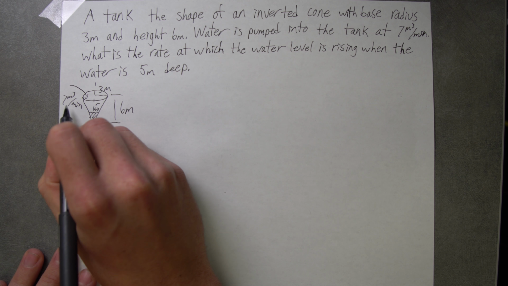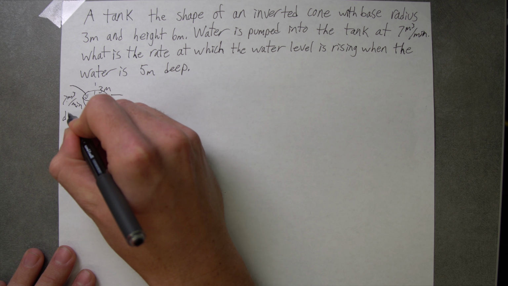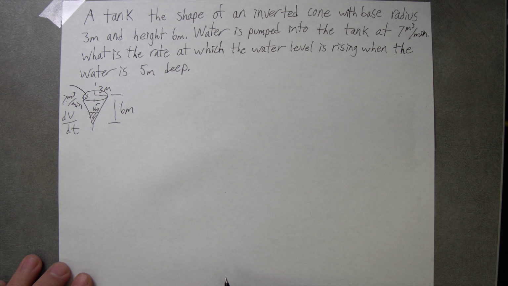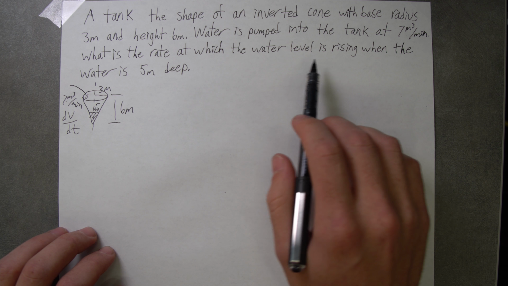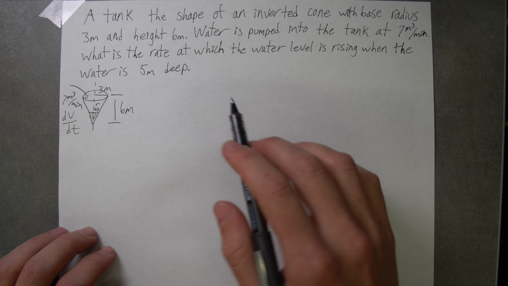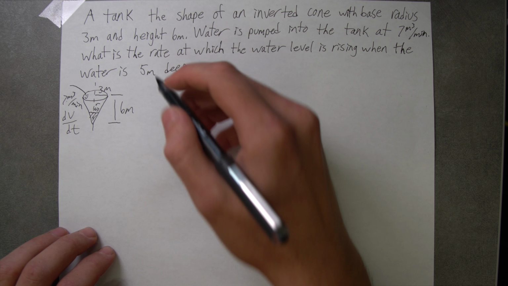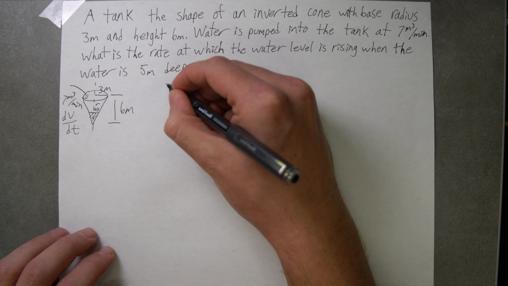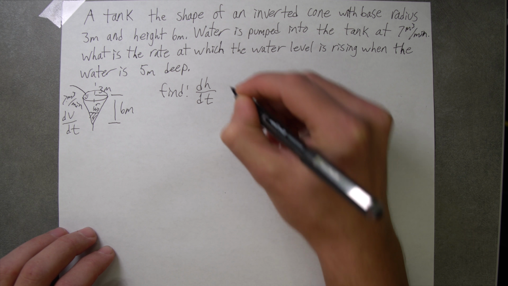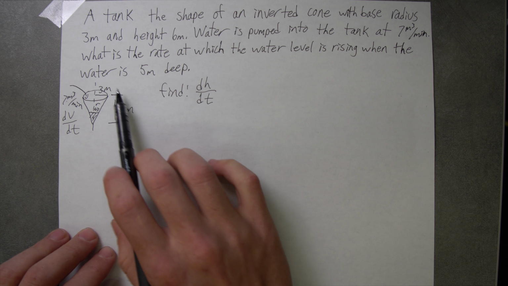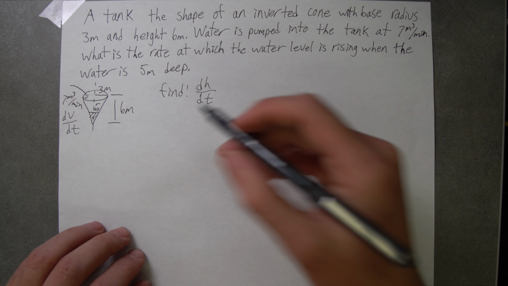So this over here, the 7 cubic meters per minute, is our change in volume over our change in time, or our dV/dt. Now, we're looking for how fast the water level is rising. So the rate at which the water level is rising is denoted as dh/dt. So we're trying to find dh/dt. So now that we understand what the situation is and what we're trying to find, let's begin.